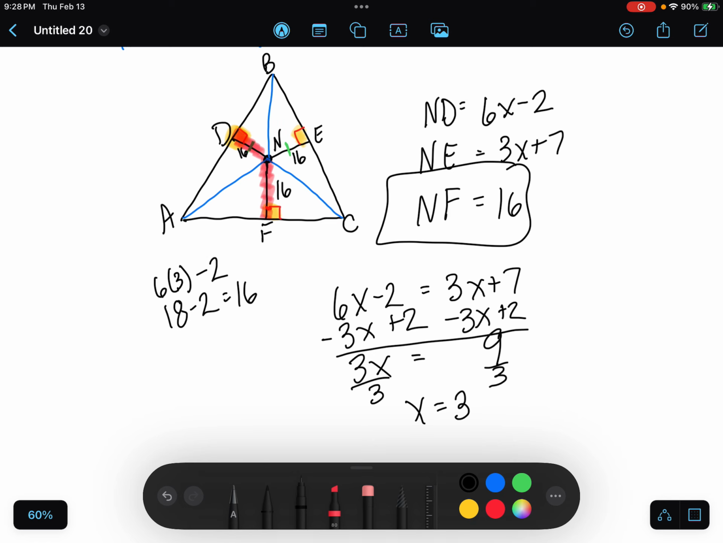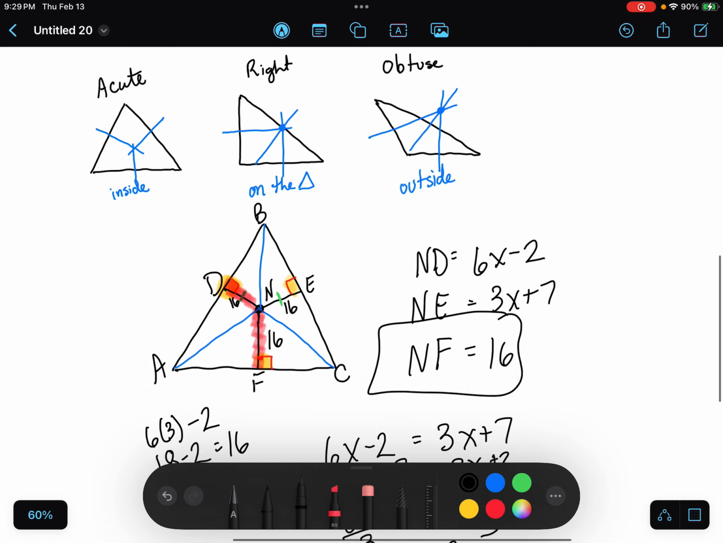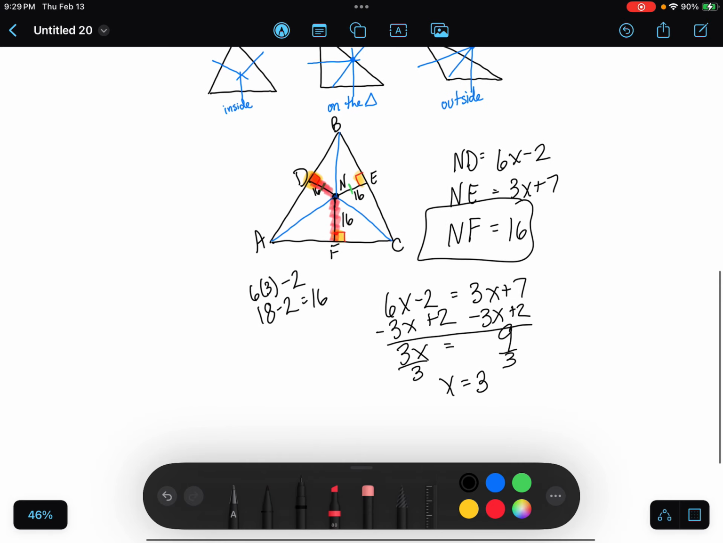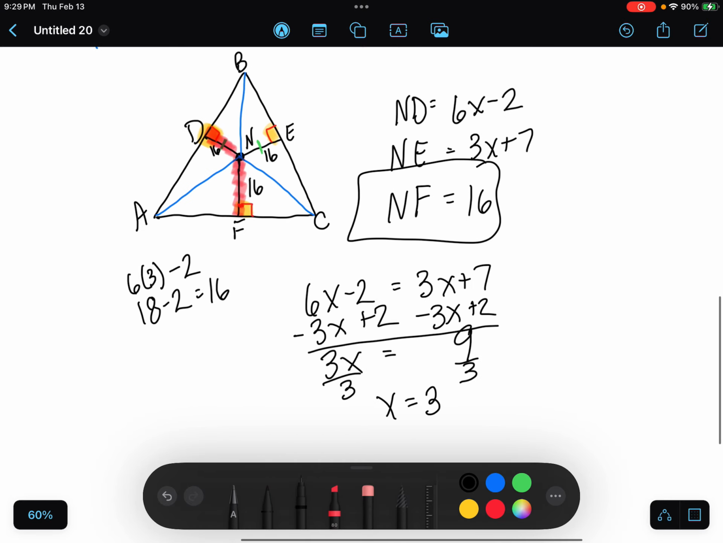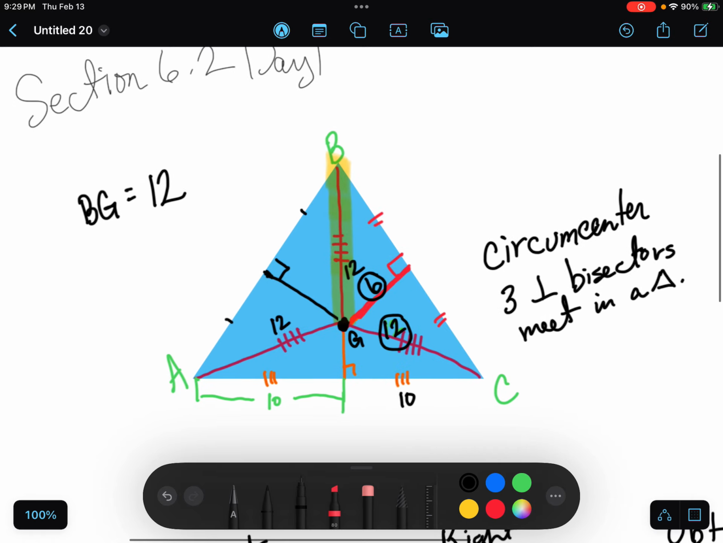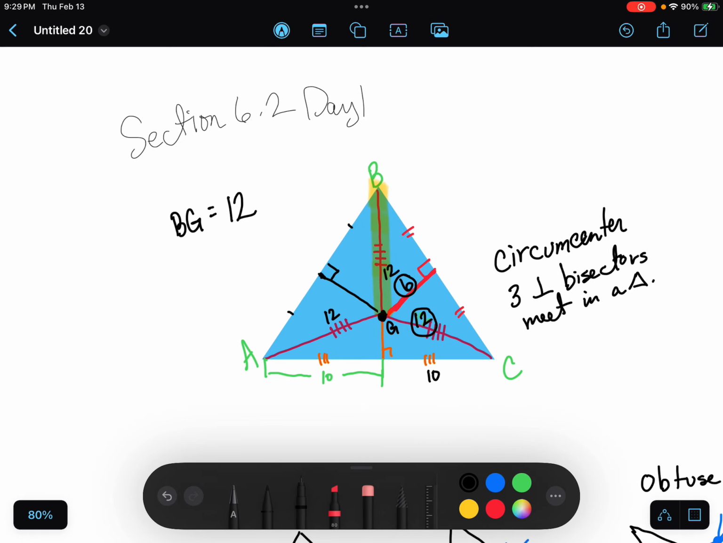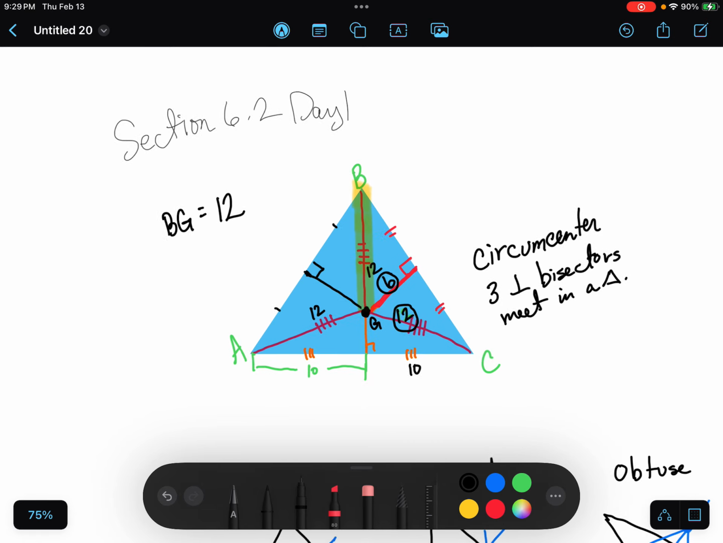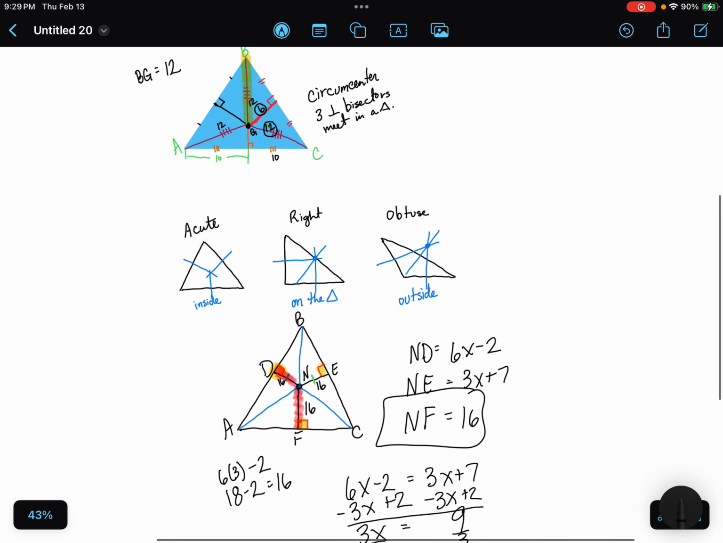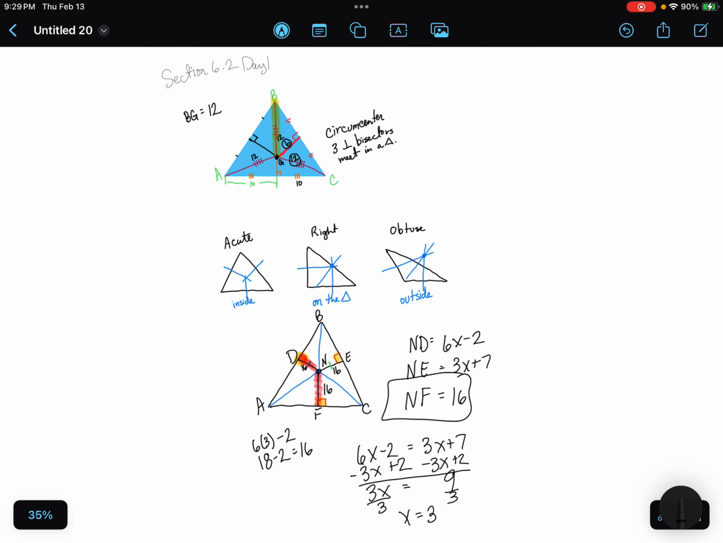The last couple like that on your worksheet. The last ones on your worksheet, 6 through 9, is where you'll need this. 4 and 5, you will need this. And 1 through 3, you'll use this. And that should take you through 6-2 day 1. There's the whole thing again.